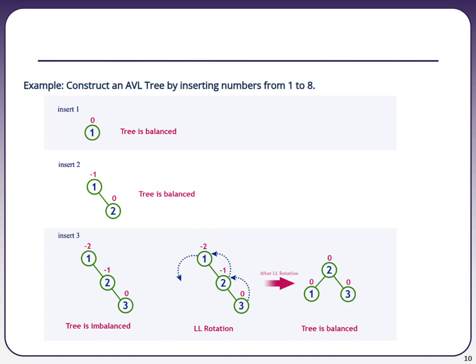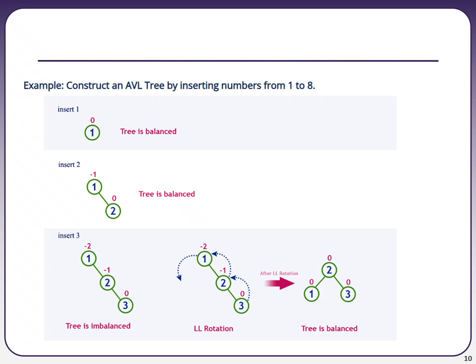When inserting 2, I am comparing that 2 with the root node. It is higher, so it should be moved to the right side. It occupies the space on the right side of the root node. When computing the balance factor, it is 0 for 2 and -1 for 1. So this tree is also a balanced one.